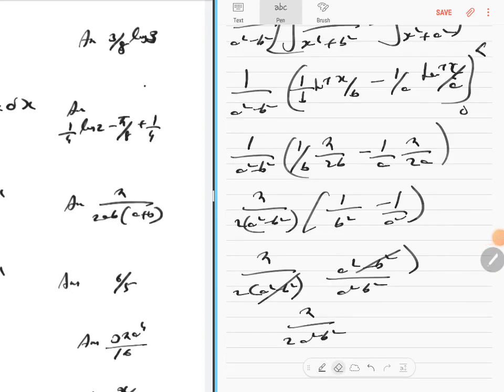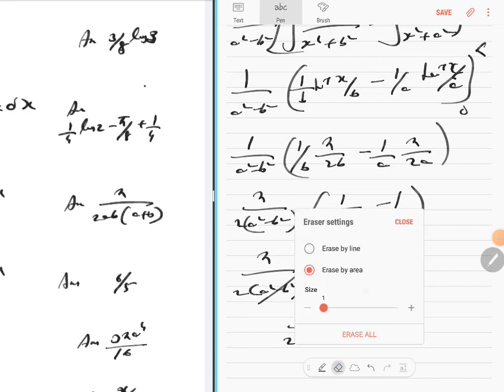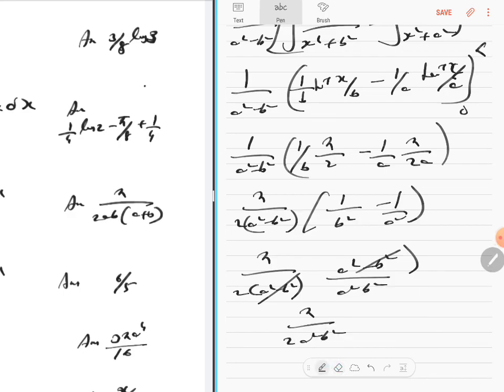There's no b here, because this itself is pi by 2, tan inverse of infinity. The b doesn't matter there. Here also the a will not come. So that was my mistake. I hope you understood. The same mistake is what I made in the previous method. You can do it any way, you still get the same answer.